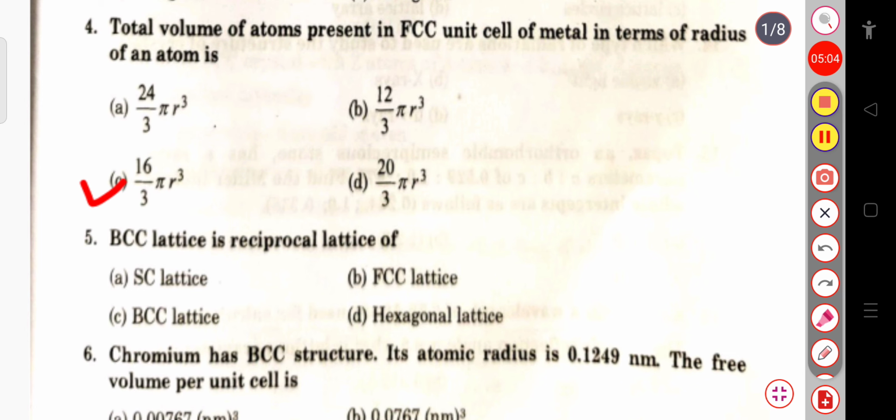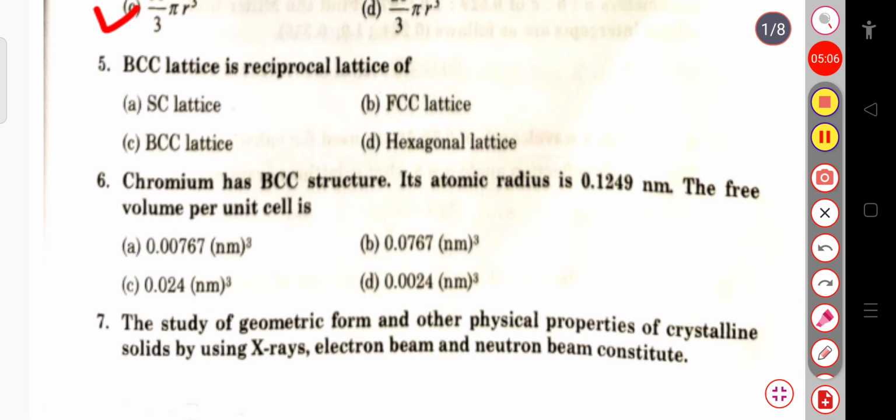The next question is, BCC lattice is the reciprocal lattice of simple cubic lattice, body centered cubic lattice, face centered cubic lattice, or hexagonal lattice. So you know, the BCC lattice is the reciprocal lattice of the FCC lattice. So this is your correct answer. For BCC the reciprocal will be FCC, and for FCC the reciprocal will be BCC. And for the simple cubic lattice, the reciprocal lattice will be again the same simple cubic lattice.